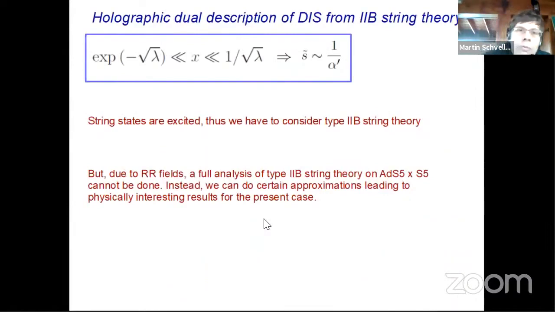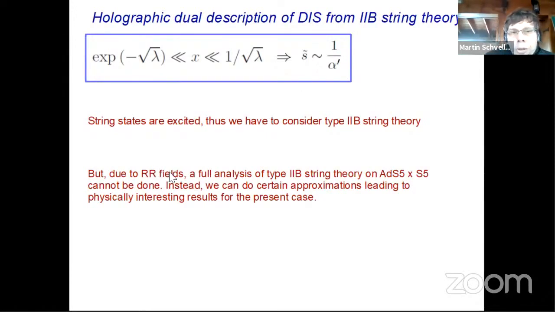The second piece of information comes from the parametric range of the Bjorken parameter, which is in between the inverse of the square root of the 't Hooft coupling and this exponentially small region. For this region in particular, if you do a similar calculation as I showed you before, what you get is that the Mandelstam variable in 10 dimensions is of order of the square of the Planck mass, basically. So string states are very important in this description, so we have to include them.